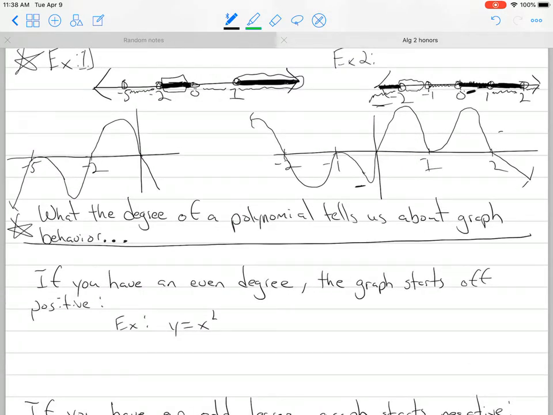Write this next piece down. What the degree of a polynomial tells me about a graph's behavior. Okay?